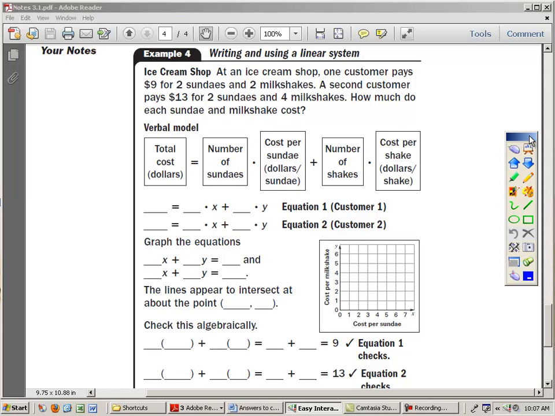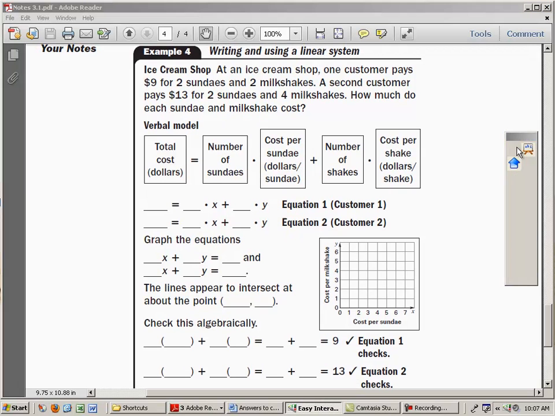So for equation number 1, customer number 1 paid a total of $9. The number of sundaes they bought was 2, the number of shakes they bought was 2, and x and y are going to be the cost of the two items, x being the cost of a sundae, y being the cost of a shake. And so if we do $9 total is equal to 2, again, we bought 2 of them at x dollars a piece, 2 of them at y dollars a piece, we have our first equation.